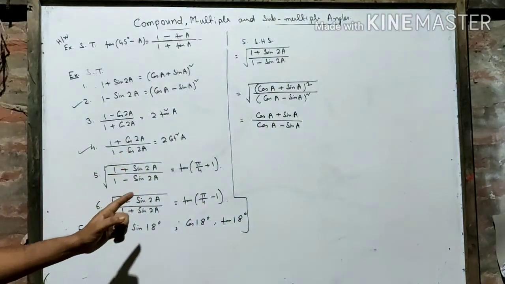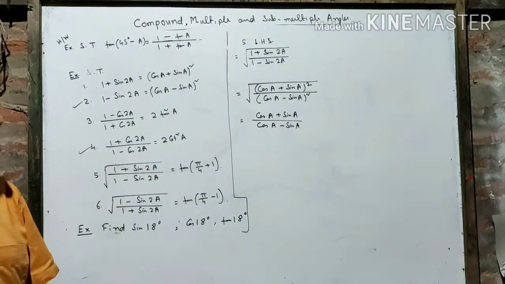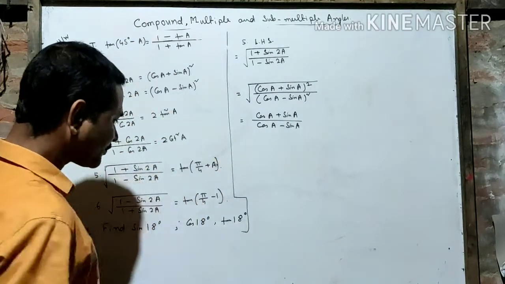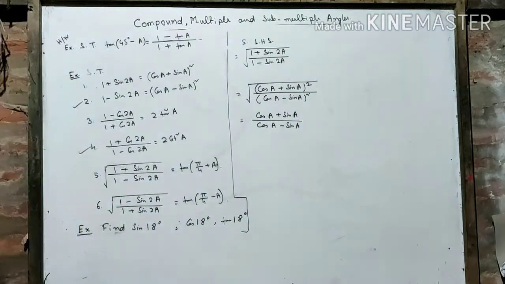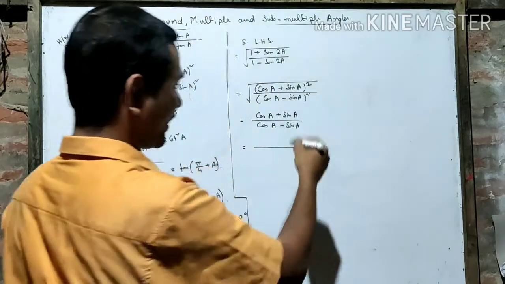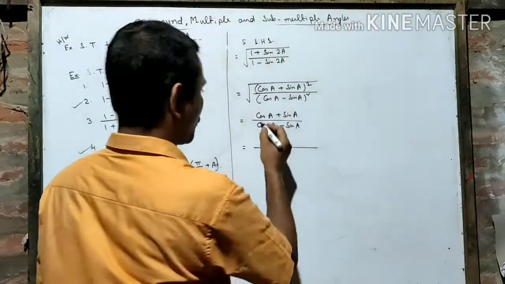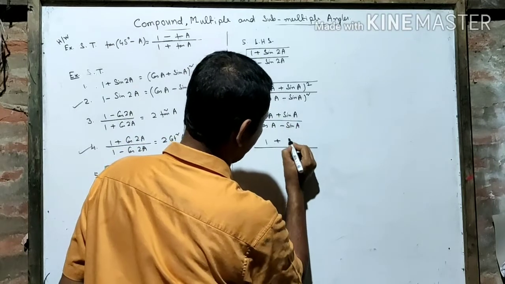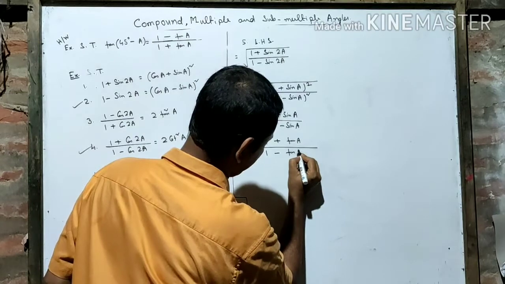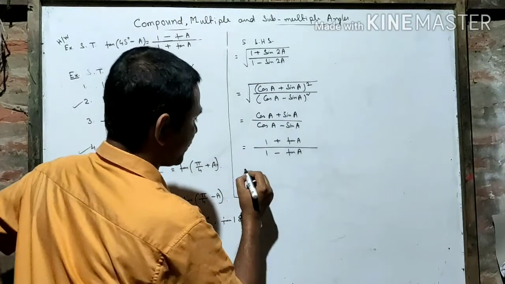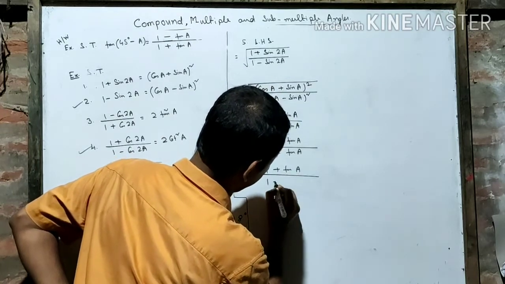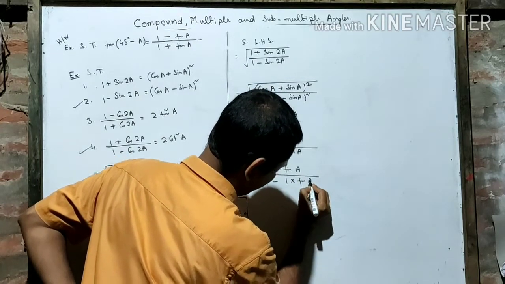Now you see the right hand side. Right hand side is tan of pi by 4 plus a. Okay. So we have to bring tan there. Let's divide both numerator and denominator with cos a. So cos a by cos a is 1 and sin a by cos a is tan a. Now let us arrange it. 1 plus tan a divided by 1 minus tan a can be written as 1 into tan a.